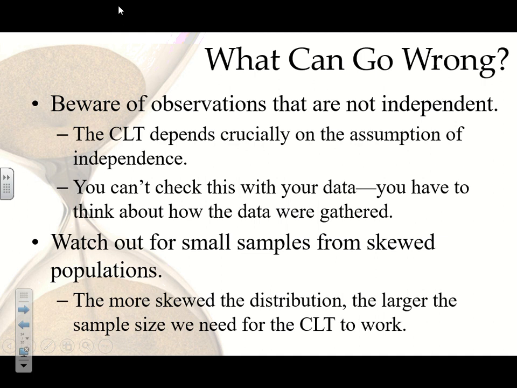The next thing, always be aware of observations that are not independent. The CLT, the fundamental theorem of statistics, depends crucially on that assumption of independence. You can't necessarily check it with the data. You have to think about how they're gathered. The biggest thing to make sure you're not making the mistake is to go through those conditions very carefully. And then make sure small samples can be a problem. Make sure your sample's large enough or you know that the original distribution was normal to begin with.